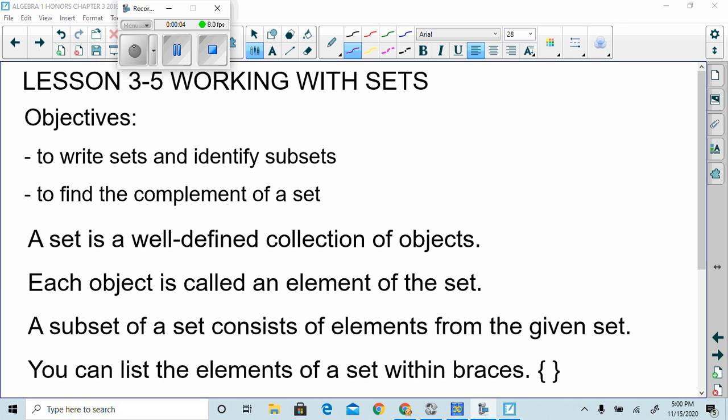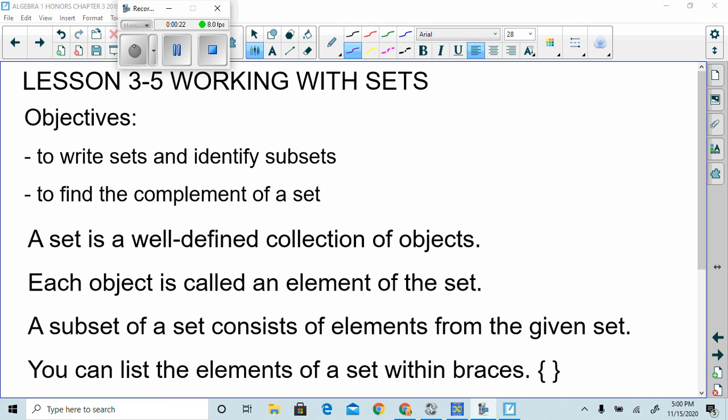Today, our mission is to work with sets. We're going to write sets and identify subsets, and we might even get into talking about complements of a set. So what is a set? Well, it's a well-defined collection of objects, and each of those objects is called an element.